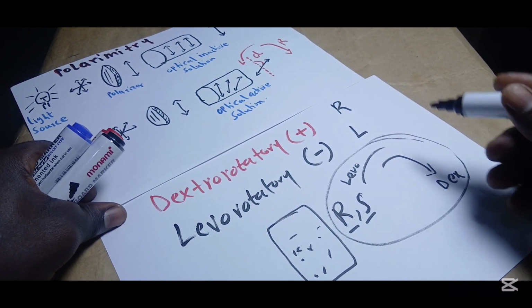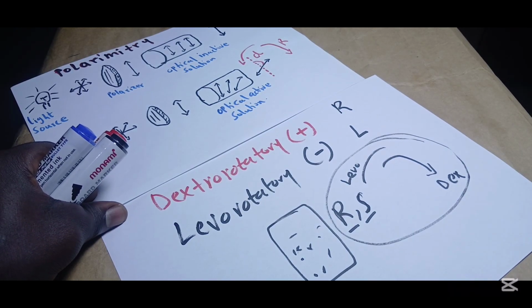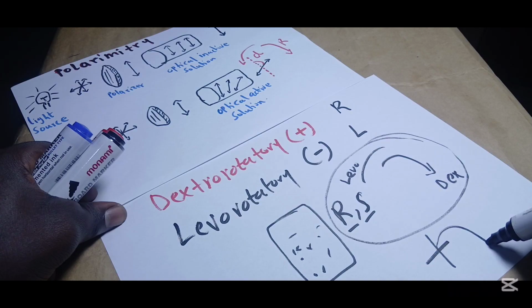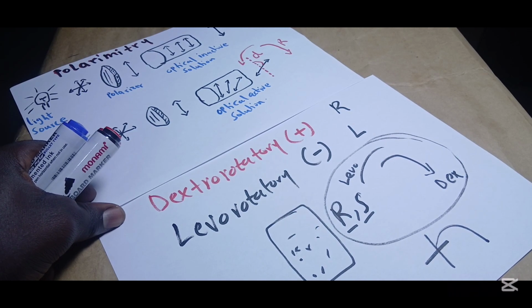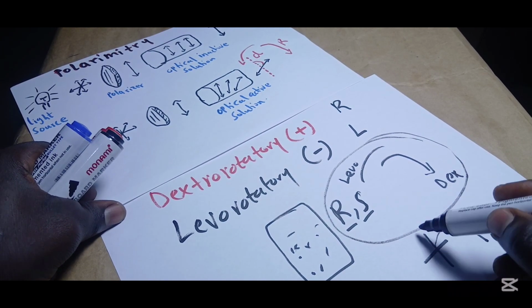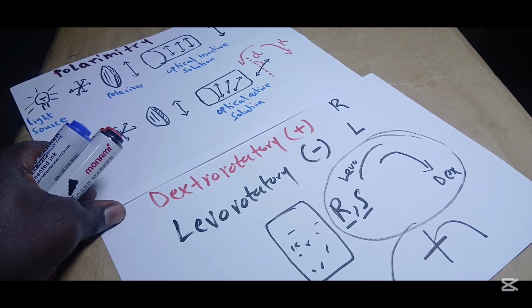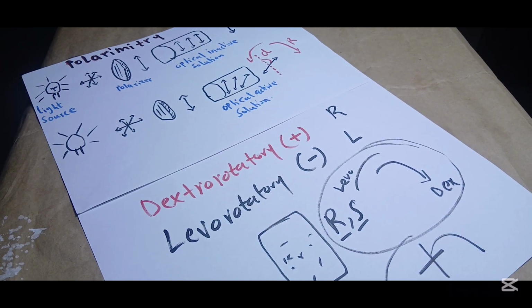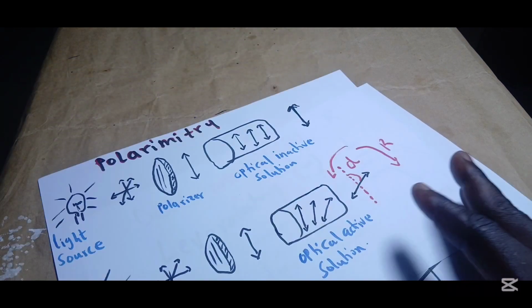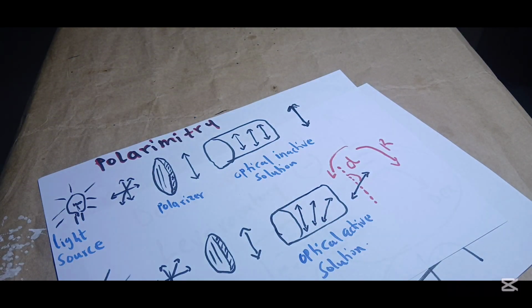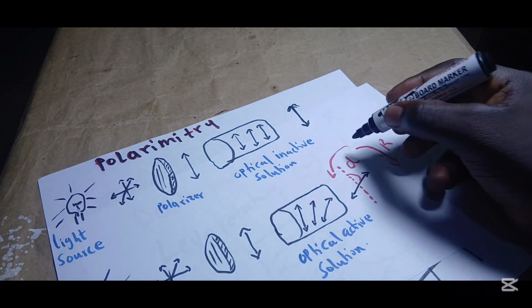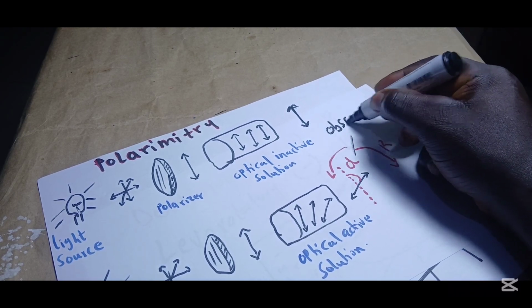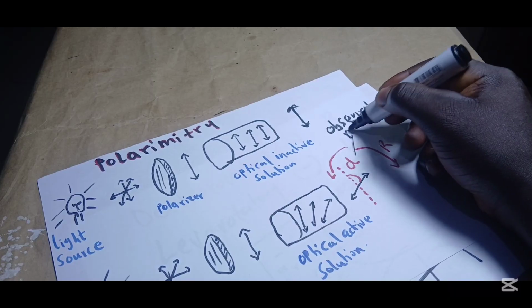The one that dominates the solution is going to create more angle. If R is more, then it's going to rotate to the right more. If S is more, it's going to rotate to the left more than the R. This angle here, alpha, we call the observed rotation.